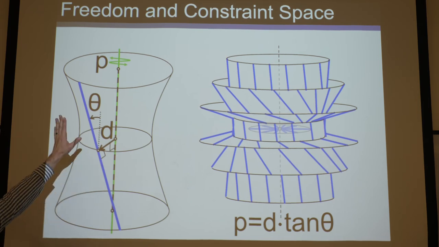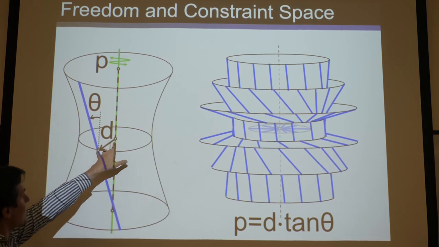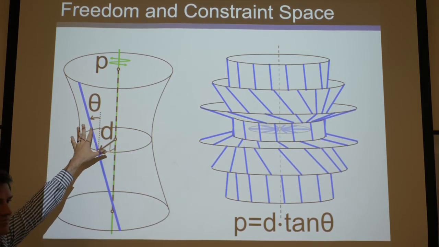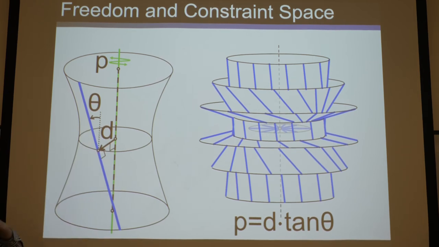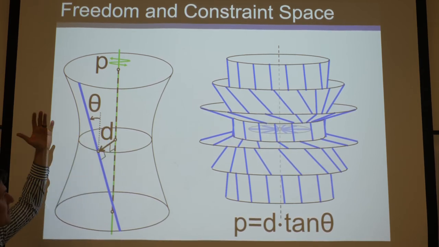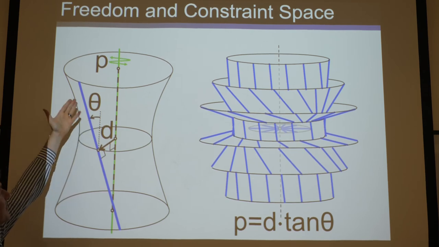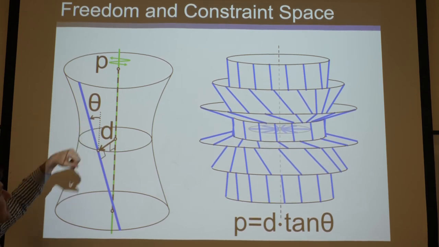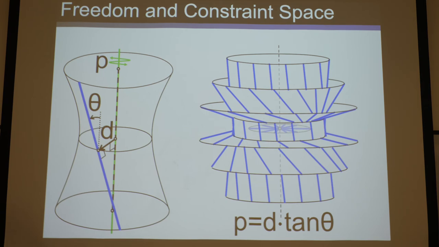Okay, so say you pick a pitch, and that sets what D and theta are. Pick a random D, like 1 or something. Well, then that sets what theta is. I gave you the pitch. I gave you the D. You can solve for the theta. Okay? But now think about it.